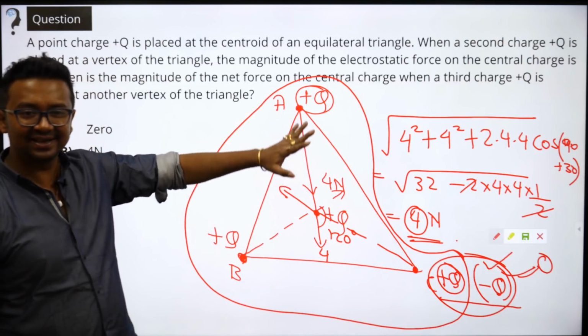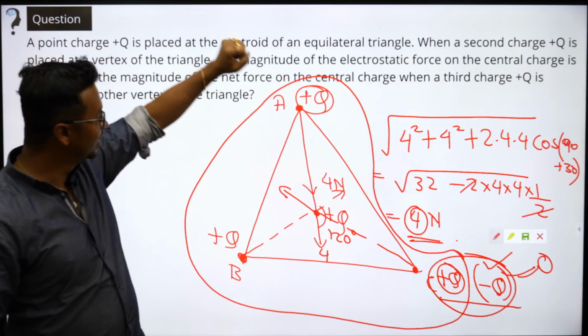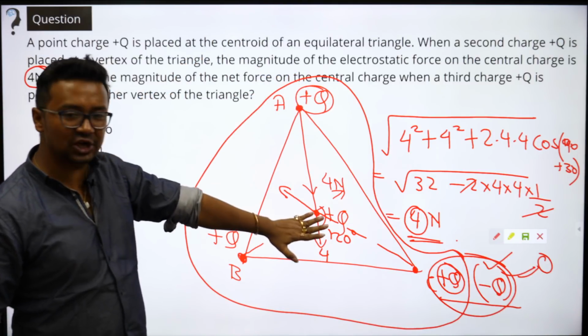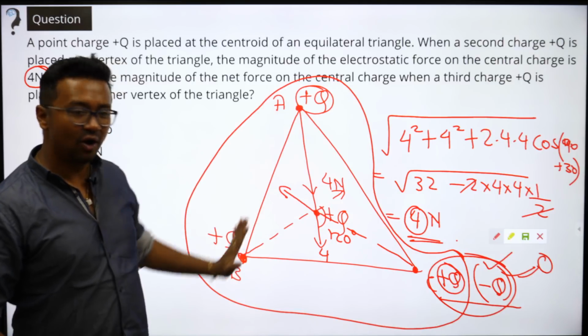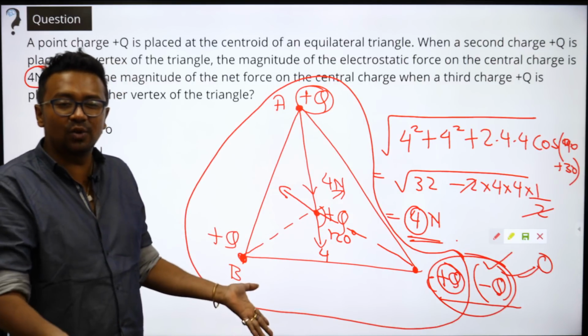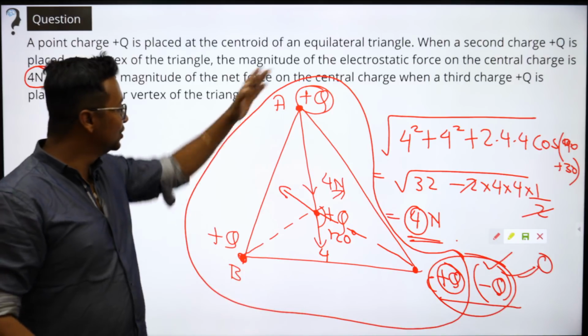Simple सी बात है. अंकित झा, very good job. See, देखो एक चार्ज था, force was 4 Newton. और एक यहाँ पे रखा तो पूछा what is going to be the new force. All right. So very simple.